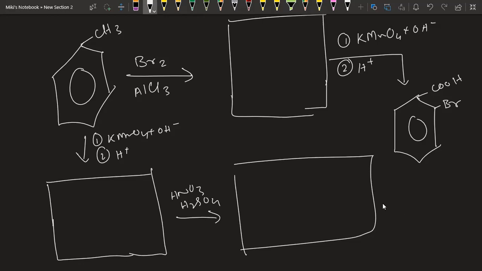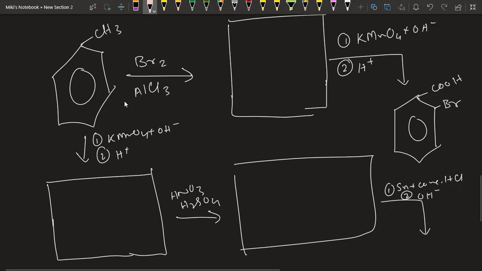From here, if we add further, let's say Sn plus concentrated HCl. And with that, let's say in the second condition, we had OH minus. So what is going to happen here? Do it by yourself, or pause the video and try it by yourself. We'll be doing it now.